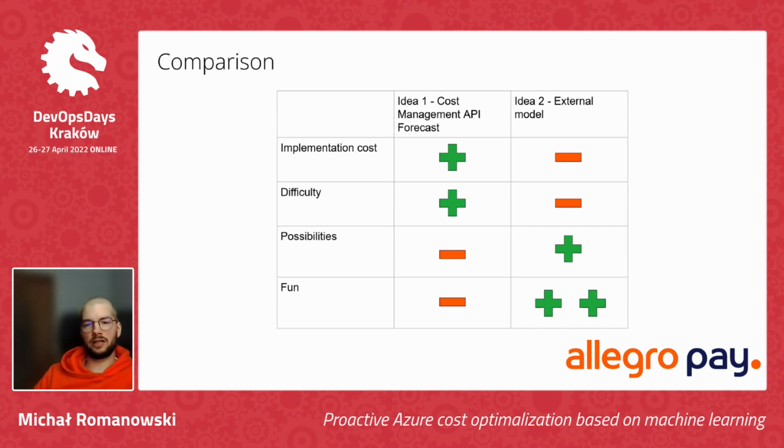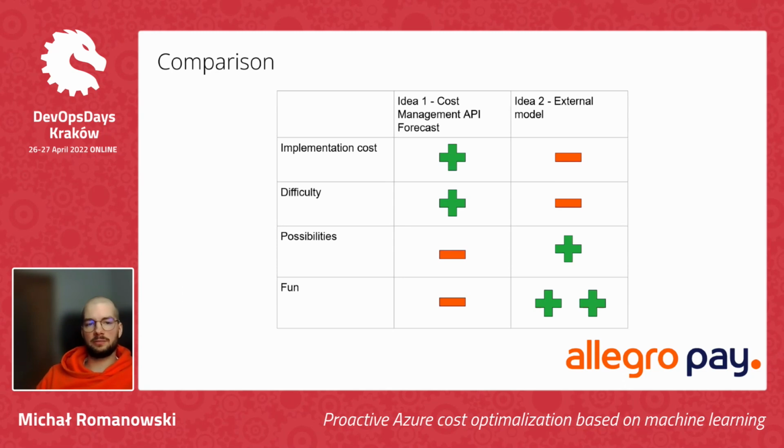HTTP communication is quite easy. On the other hand, machine learning is not. The possibilities are the other way around. So the possibilities of writing our own model, fully managed by us, are quite high. So we can do whatever we want with this.